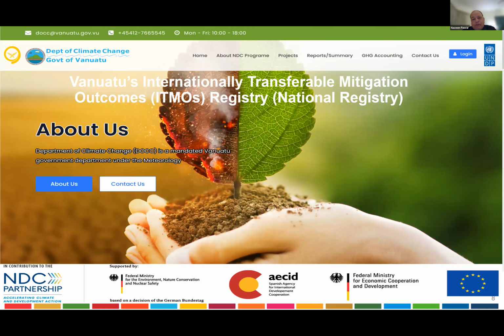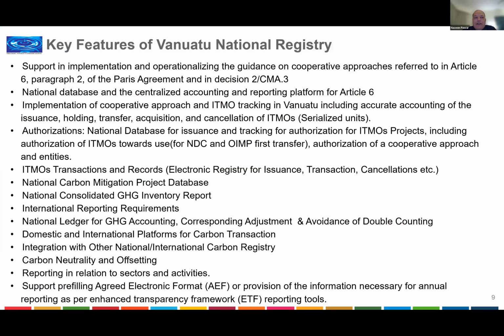And it's followed by the national carbon registry system. The basic function of this system is to implement Article 6.2 and provide a national database, which can be a centralized accounting and reporting platform. It handles project proposals and transaction recording. So the requirements of a national registry system for implementing Article 6.2 are very much possible with the National Carbon Registry. This also has the possibility of linkage with other national registries as well as the international registries, which will come up later.